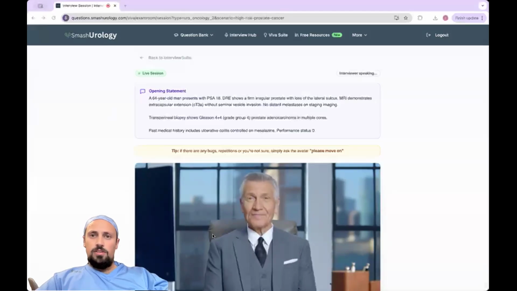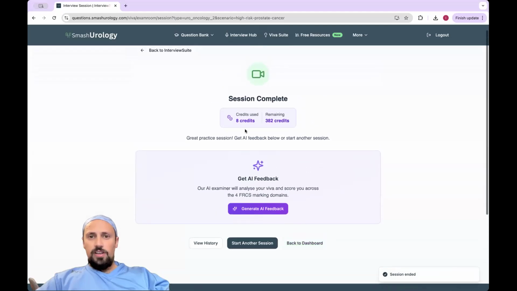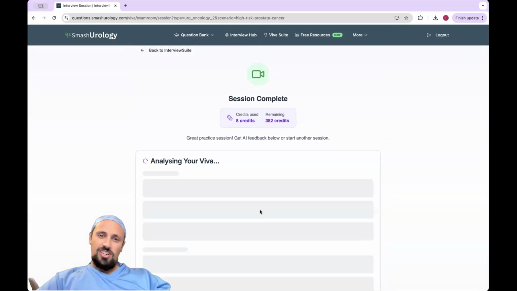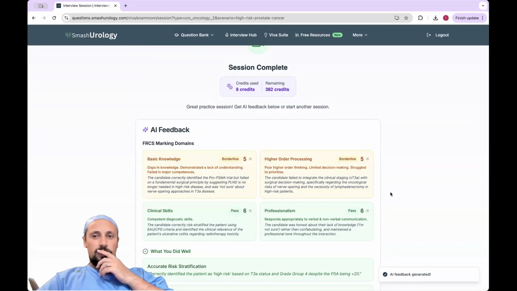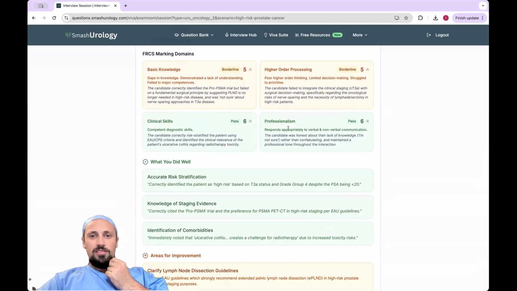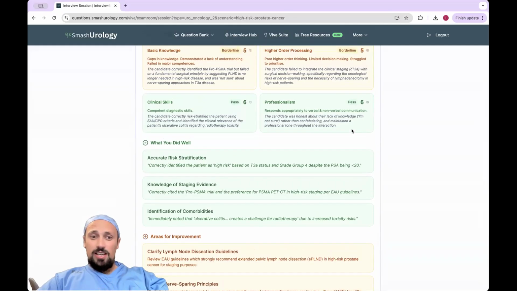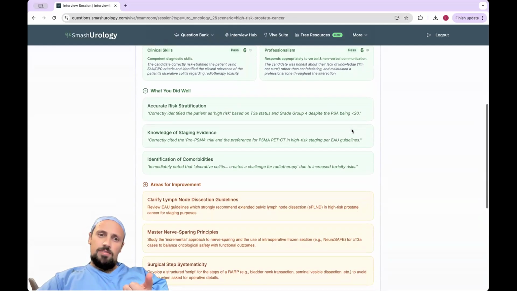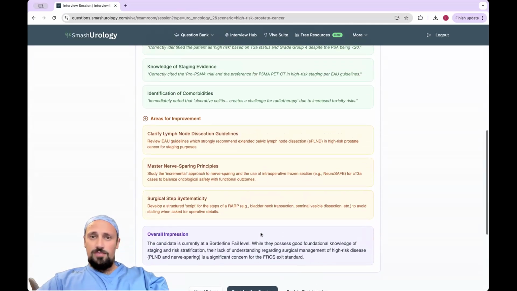So we'll just stop here by pressing stop. And what you find is it tells you how many credits you've used. If we press generate AI feedback, this is actually really cool that we've built, and it will analyze the Viva session with real life scoring. You can see that on my basic knowledge I've scored 5 out of 8, higher order processing 5 out of 8, but I've passed on clinical skills and professionalism. This marks it in the exact same way as it does in the actual Viva. It gives us recommendations on what we've done well and areas for improvement, with an overall impression.